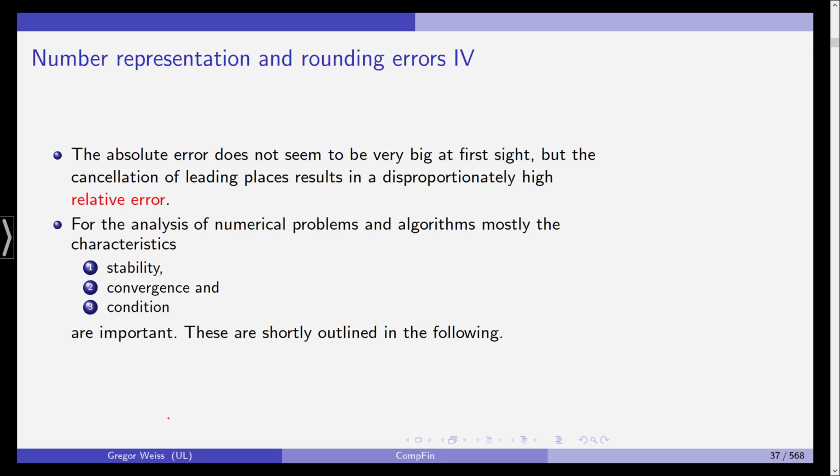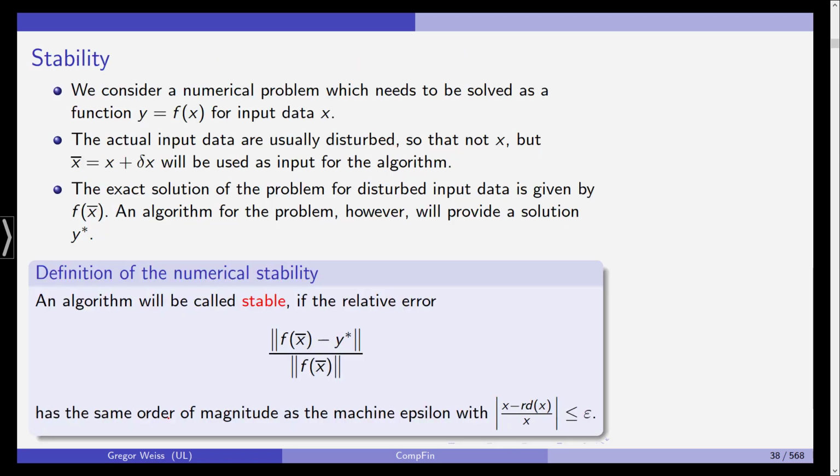Now we need some properties of algorithms and mathematical problems to see which algorithms are well suited and which algorithms are not so well suited for our purposes. And I guess the three most important properties are stability, convergence, and condition, and we'll be discussing these on the next slides. So what is stability? Now we want to start very general, meaning that our numerical problem is actually a function f of x. We have input data x, and we want to calculate the exact solution, ideally the exact solution of y.